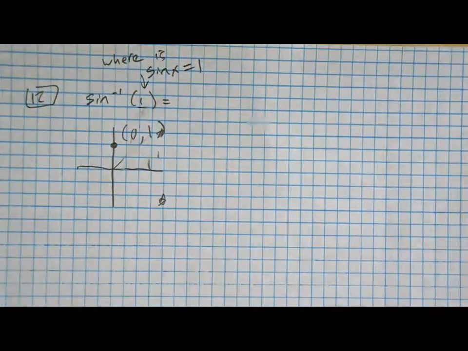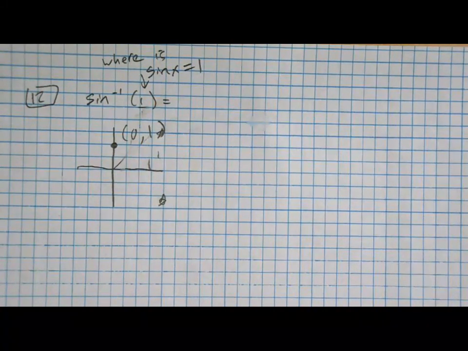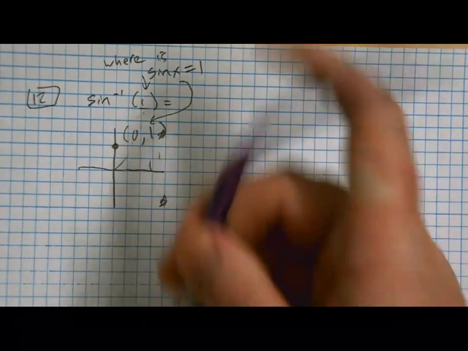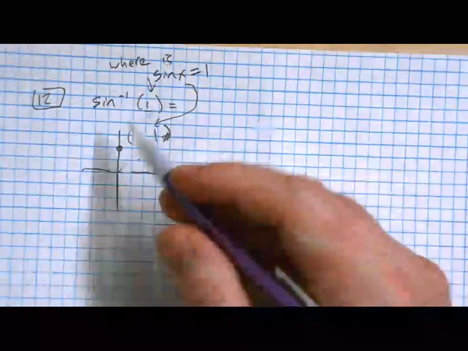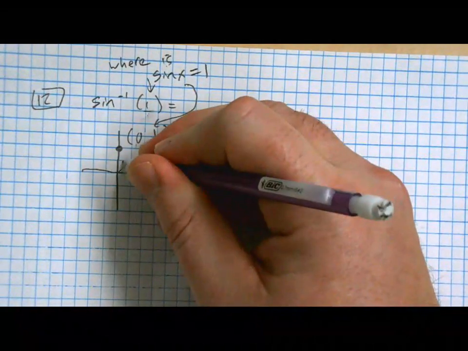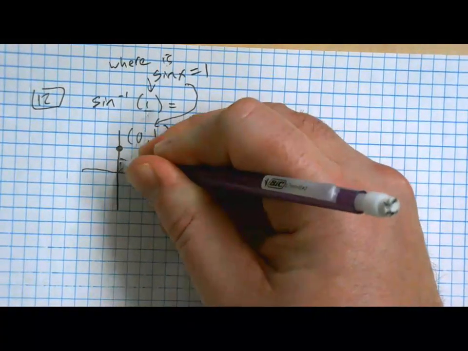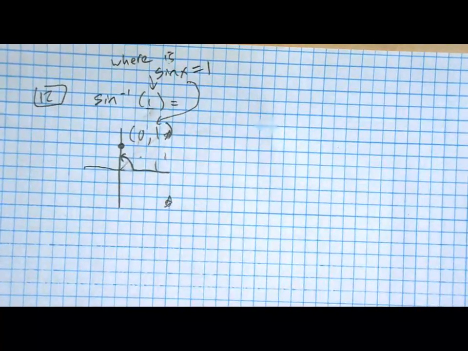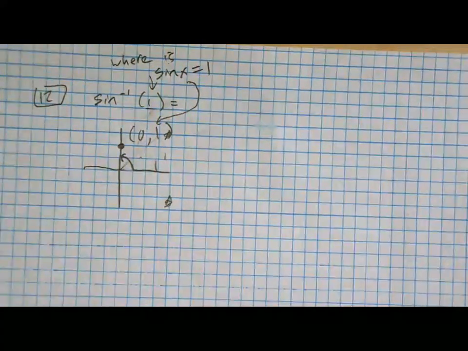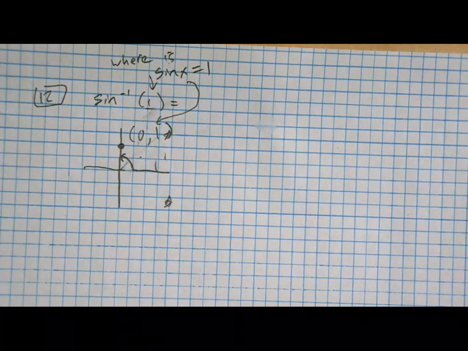By the way, the x coordinate is 0, which means the cosine is 0 at that point. But the sine is equal to 1 at that point. And so we're looking for the angle where that happens, and that's this angle right here. And we're going to give it in radians. So pi over 2 is our answer.